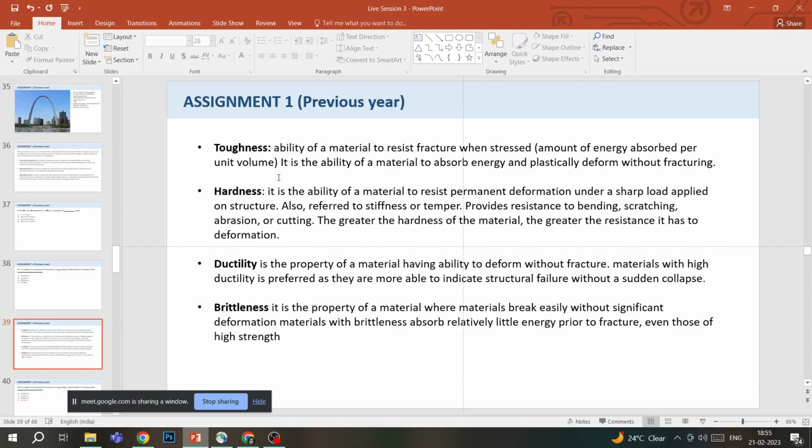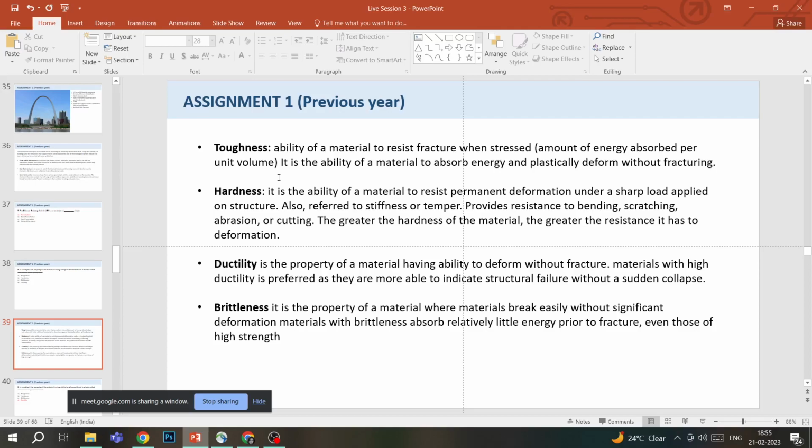Hardness is the ability of a material to resist permanent deformation under a sharp load applied on the structure. So hardness means when you apply a force on the structure, no deformation happens. The property of the material is that it does not allow any kind of deformation. It is also referred to as stiffness. It is also called temper, and it provides resistance to bending, scratching, abrasion or cutting. The greater the hardness of the material, the greater its resistance to deformation.